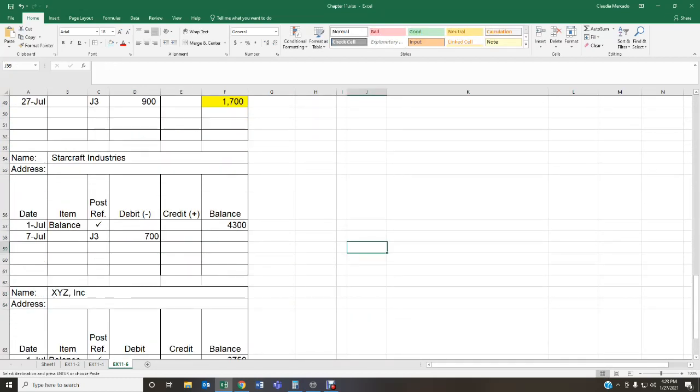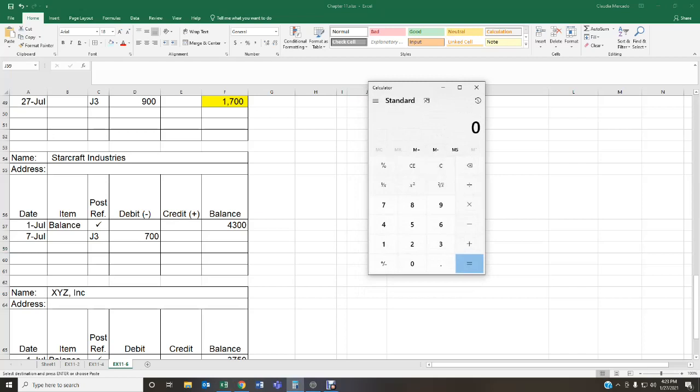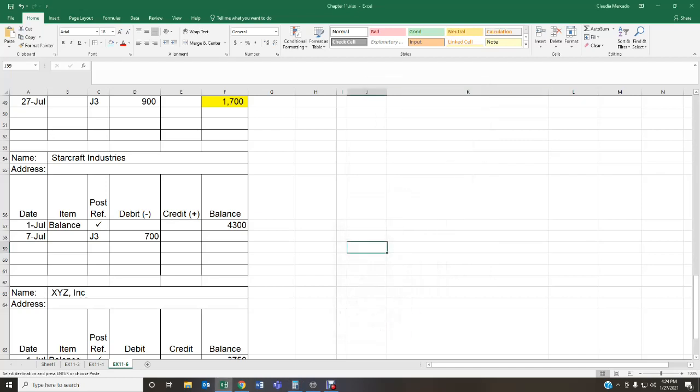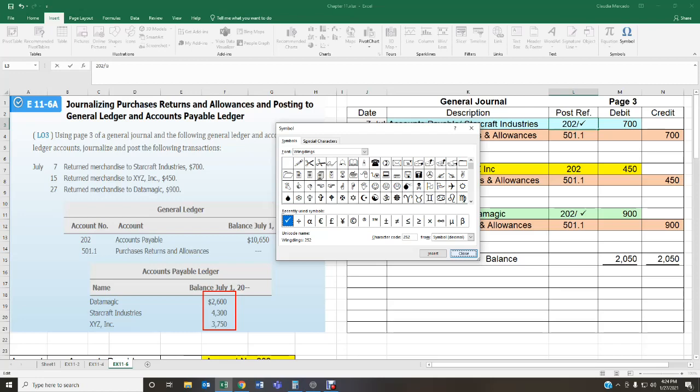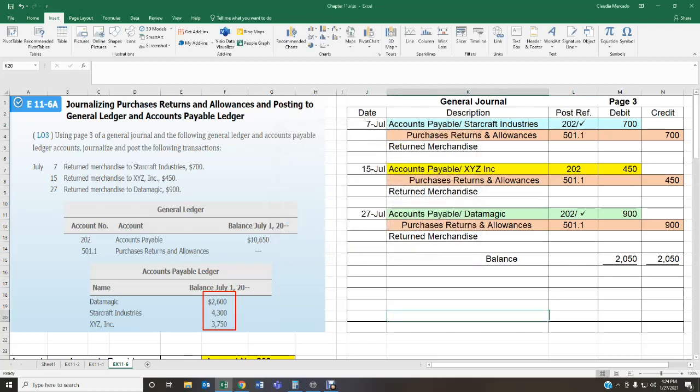Okay, so I'm going to get my calculator out. I used to owe $4,300 to StarCraft. Then I returned $700 worth of merchandise. So that means that I only owe them $3,600 now. So that is my ending balance for StarCraft, $3,600. And then once I'm done, I have to go back over to my journal, and I'm going to enter my check mark to show that I've posted it both on my general ledger 202 as well as my accounts payable subsidiary ledger.